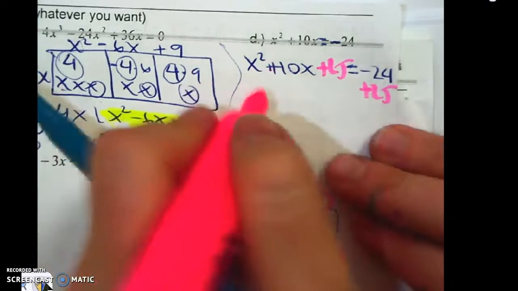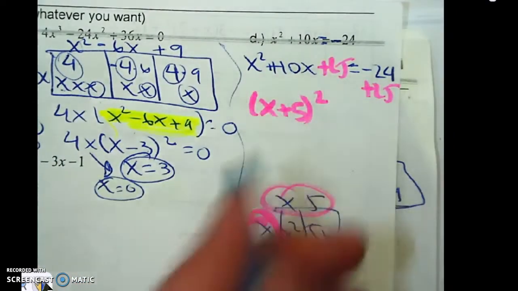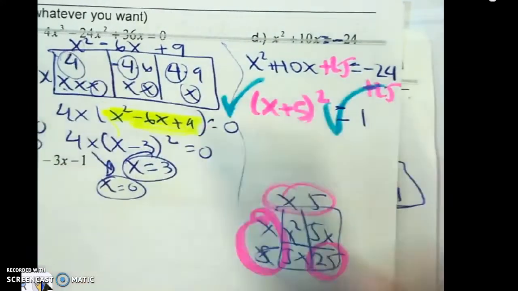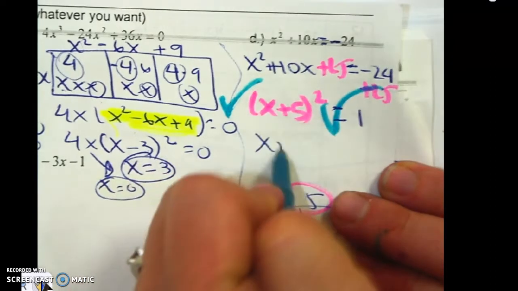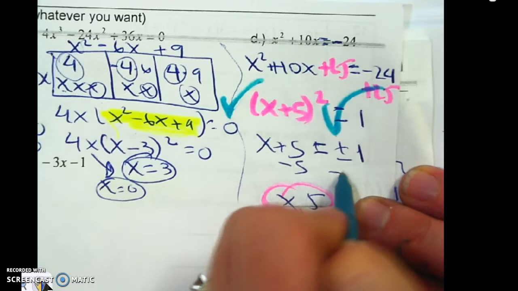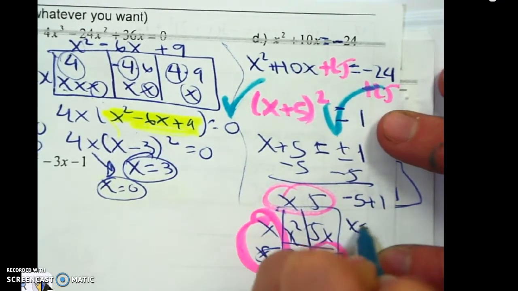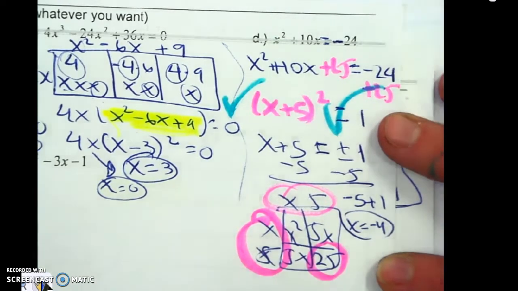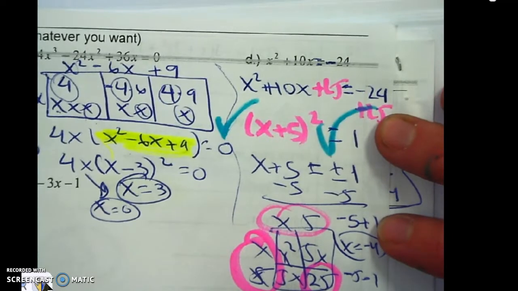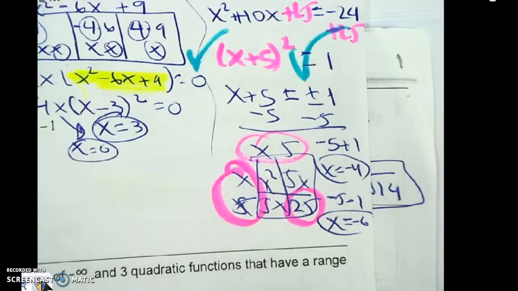So that's going to be x plus 5 squared equals negative 24 plus 25, which is 1. Square root, square root. X plus 5 equals plus or minus 1. Subtract 5. So I have negative 5 plus 1, which is negative 4. And I have negative 5 minus 1, which is negative 6.